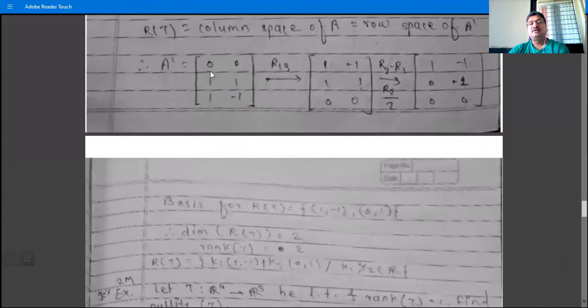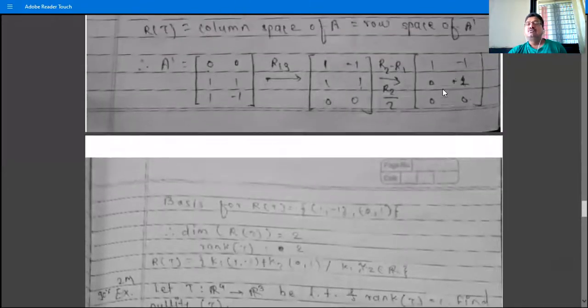So interchange the first and third rows. We have 1 at this place. Then we have to reduce this 1 to 0, so R2 minus R1. So we have this, and then we have to reduce this minus 2 to 1, so 1 by 2 R2 is the next operation. We have 1 minus 1, 0 1, and 0 0, and this is an echelon form.